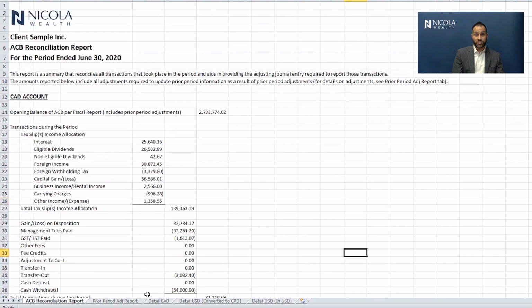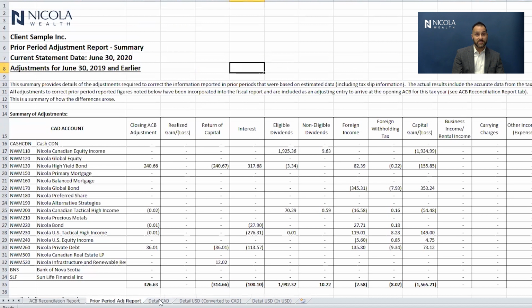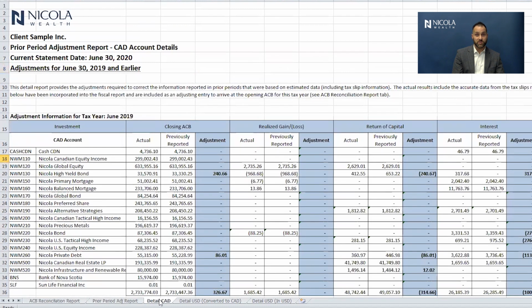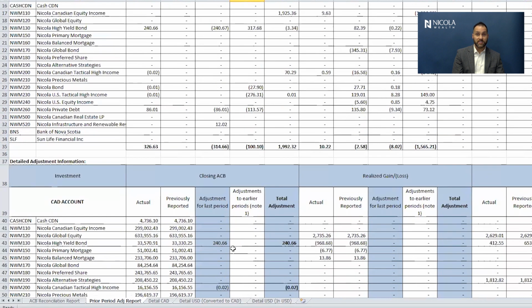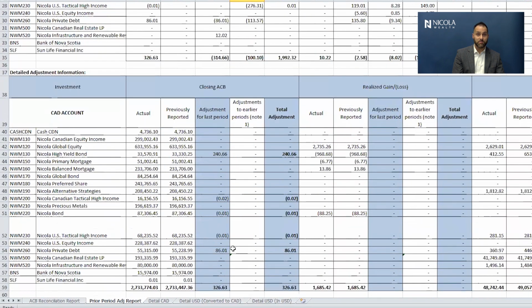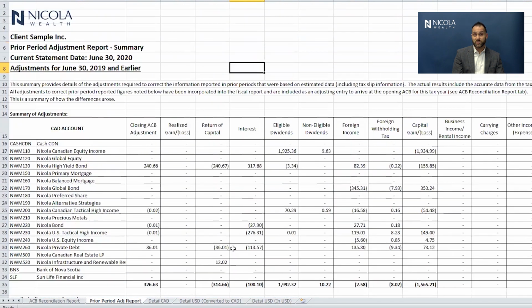The following worksheets show a summary and in detail of any prior period adjustments. The prior period adjustments will help you and your accountant determine if any tax return adjustments are necessary to provide comfort that the ACB is accurately being tracked. If there were any adjustments that occurred after the previously prepared report was generated, they will be disclosed here. This is most apparent if there is a corporate fiscal report generated mid-year.